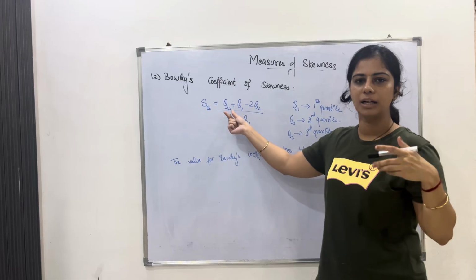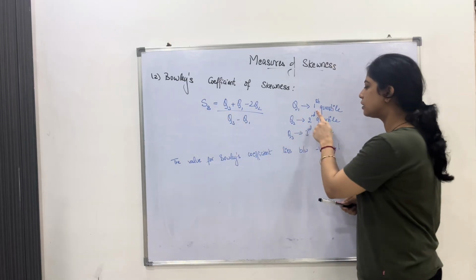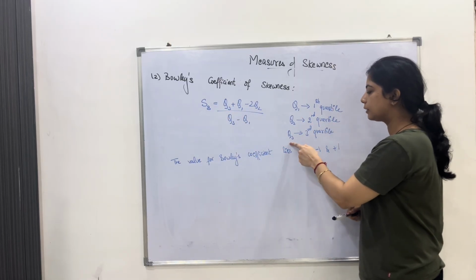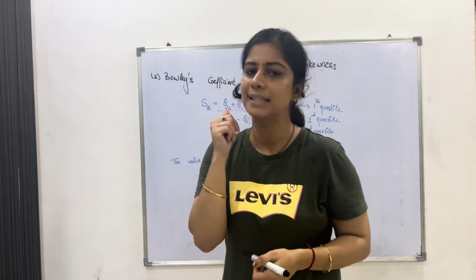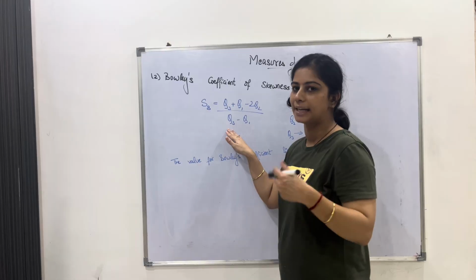So here, what are our Q1, Q2, Q3? Q1 is the first quartile, Q2 is the second quartile, and Q3 is the third quartile. Depending on the question given, we are supposed to calculate all the three quartiles and then substitute back into the formula and get the answer.